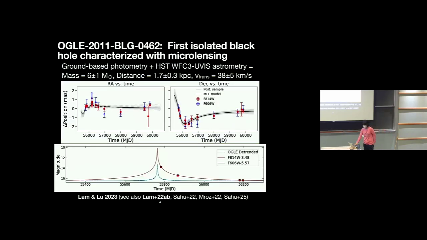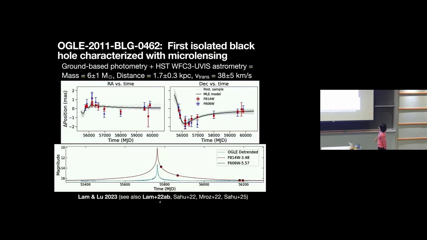Here are the data of 110462, which is the first isolated stellar mass black hole. On the top, I'm showing the astrometric measurements and the model, and the bottom is the photometry. You'll see on the top, RA versus time and DEC versus time. There are data points in 2 different colors. These are the HST astrometry, which was taken in 2 different filters, that's what's red and blue. And they agree, which is good, because microlensing is an achromatic signal. The best-fit microlensing model is in black, and posterior samples are in gray.